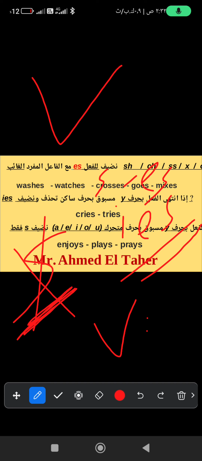If it ends with y preceded with a consonant sound, I delete the y and I add ies. If this condition is not fulfilled, and if the second condition is not fulfilled too, I add only s to the verb with a singular subject. And this is the second part, the form of the verb in the present simple.